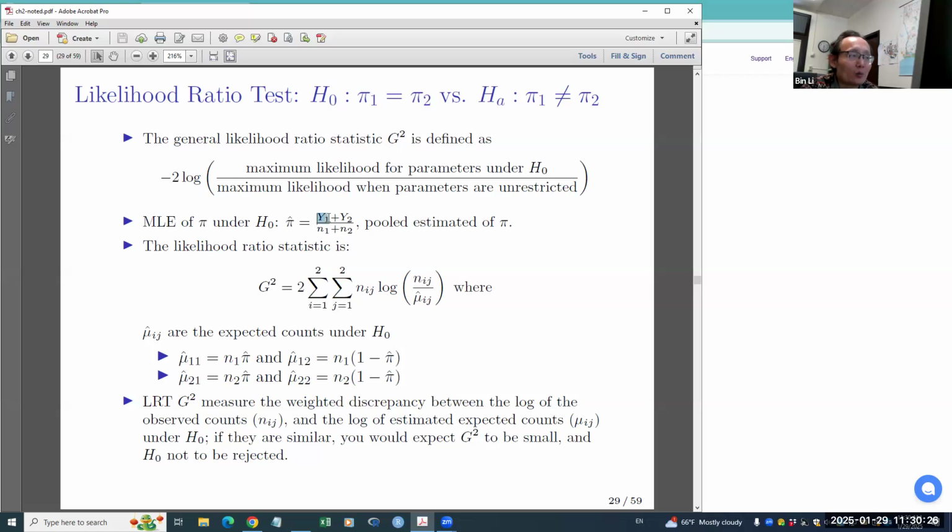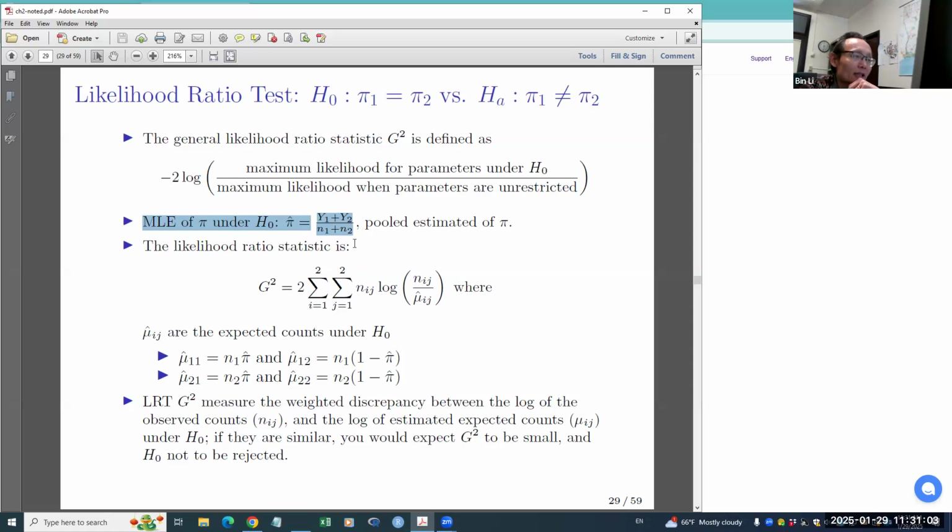So we have Y1 events that happened in group 1, Y2 in group 2. So what we do is we just combine these over N1 plus N2, right? So that's the pooled estimate. And you can prove that. I have already shown you the MLE proof for the binomials in chapter 1, right? So you can do it in the same way, and you can see that.